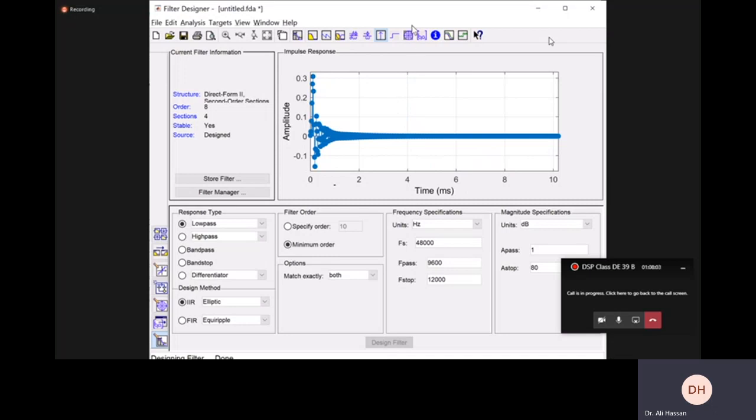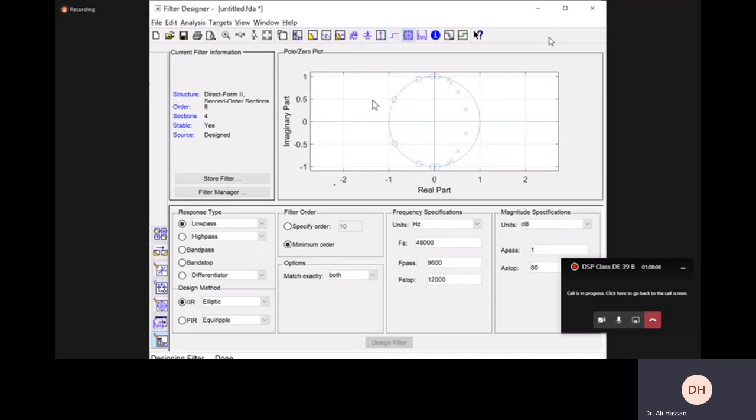But more important, you want to see the poles and zeros part. So you see all the poles. Two things I have told you. One is that you are going to see all the poles appearing in complex conjugate pairs. Okay, this is the first thing I told you. And the second thing is that they all will be inside the unit circle.